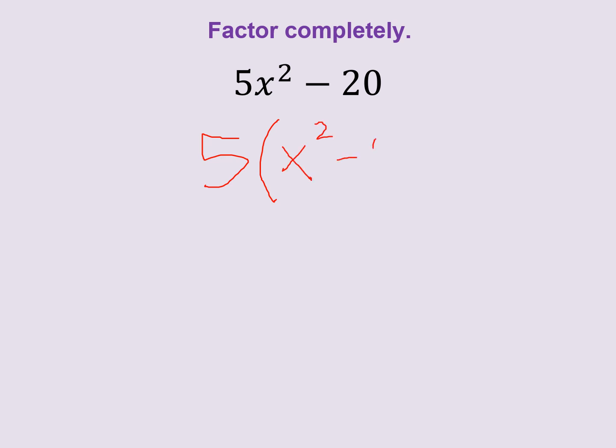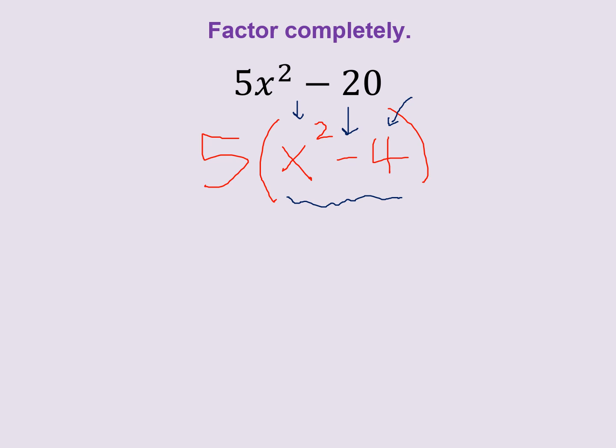All right. Then I have to stop and look and say, what's going on in here? Could I factor that? How many terms is it? It's 2 terms. Well, if it's 2 terms, it could be difference of perfect squares. Is this difference of perfect squares? Yes. Is this a perfect square? Yes. Is this a perfect square? Yes. Is it subtraction? Yes.